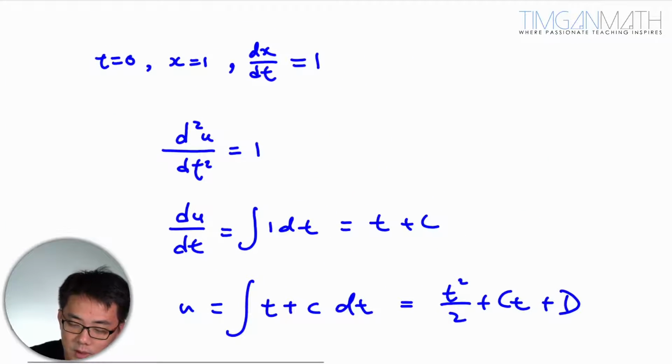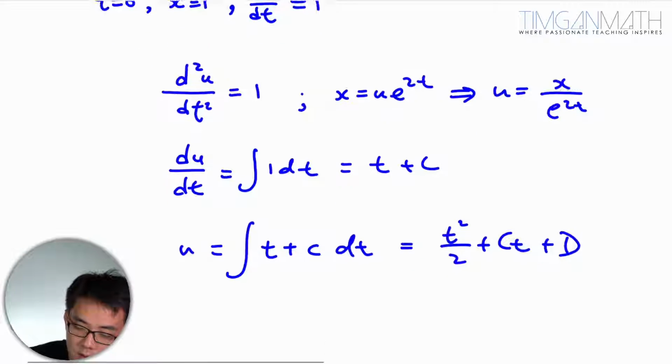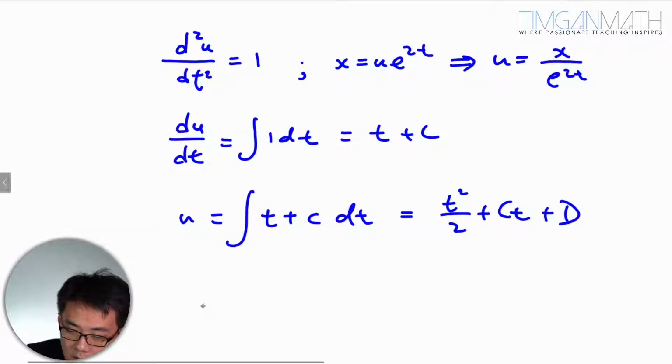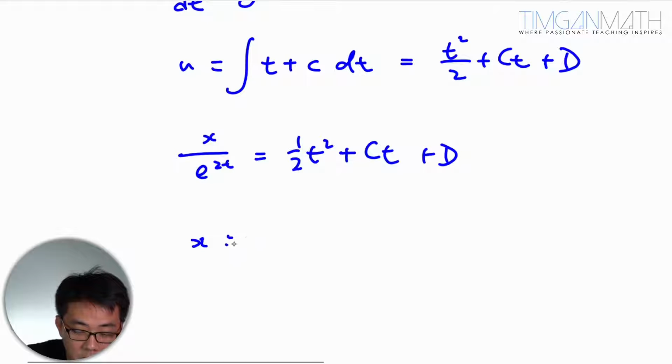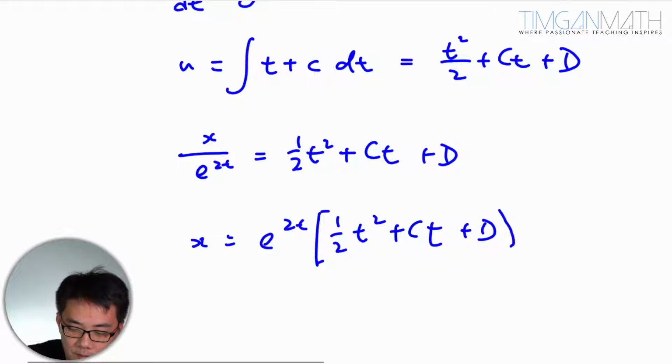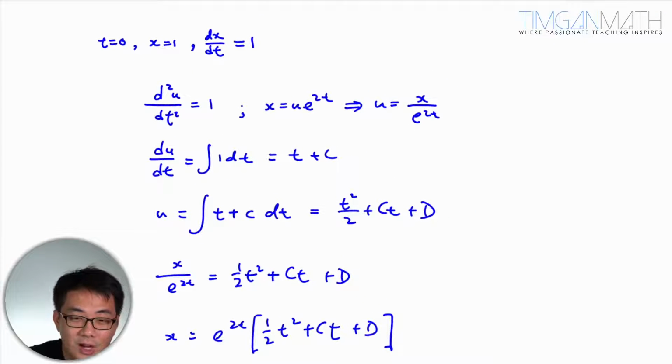We know that u is, because of the substitution, x equals u e^(2t), so in other words u equals x over e^(2t). So this general form here, we have already solved it. We know that x over e^(2t) is equal to half t squared plus ct plus d. What we need to do now is to just go and hunt for all the different constants, right? The c and the d. Okay, so how do we do that? We do that by hunting it down.